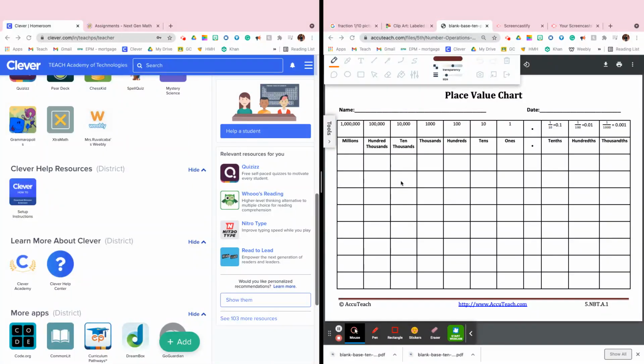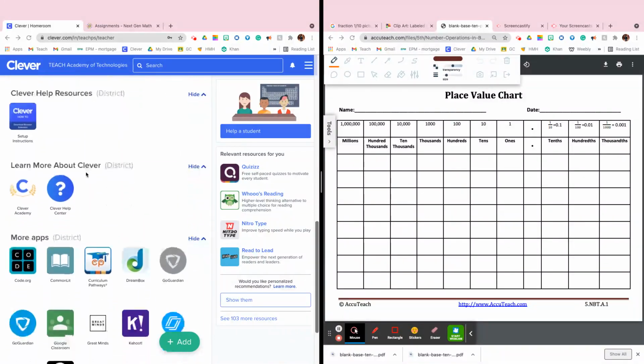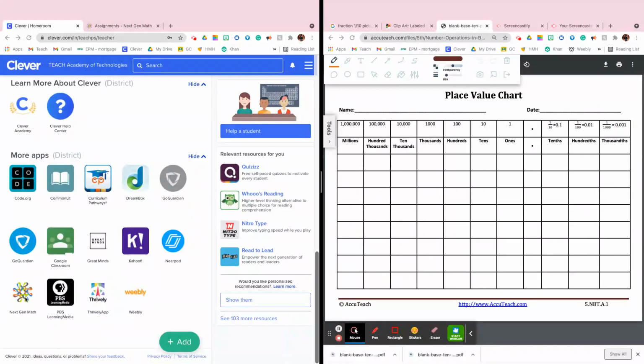This video will give you instructions on what you need to do for your independent work. First thing you need to do is log into Clever. Once you're logged into Clever, you're going to go ahead and look for Nextgen Math. Nextgen Math is this logo right here.